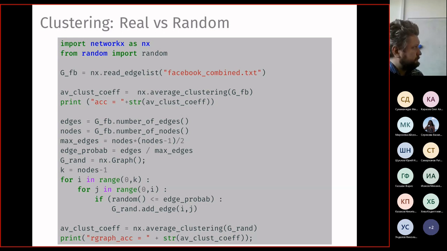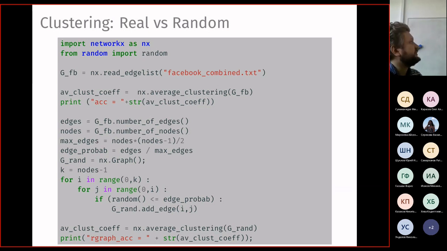So this is called the Erdős–Rényi random graph. It's the easiest, simplest way of making a random graph. Here, all the edges are independent. And this will kill the idea, actually. And then you calculate the average clustering coefficient, and you return it.